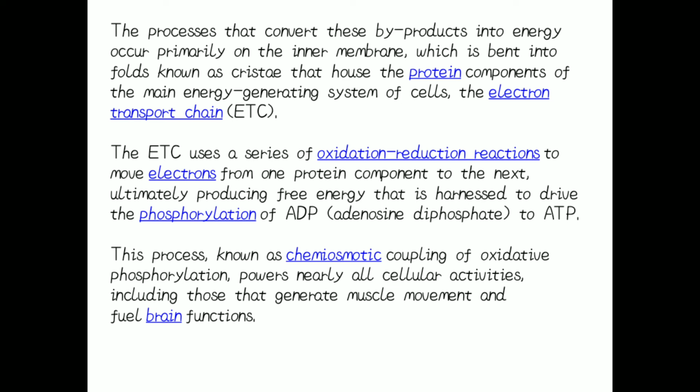The electron transport chain uses a series of oxidation-reduction reactions to move electrons from one protein component to the next protein component, ultimately producing free energy that is harnessed to drive the phosphorylation of ADP into ATP. This process is known as chemiosmotic coupling of oxidative phosphorylation. It powers nearly all cellular activities, including those that generate muscle movement and fuel brain function.